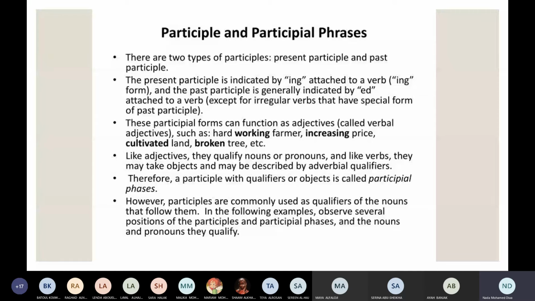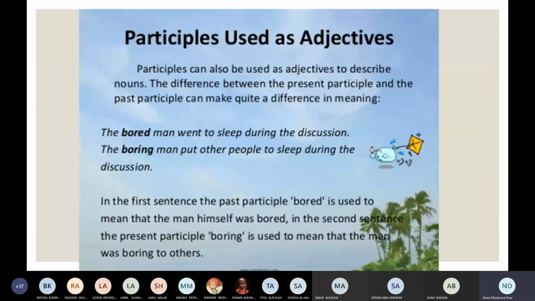So, however, participles are commonly used as qualifiers, as adjectives, over nouns that follow them. The noun it modifies follows them. Broken heart, God forbid. Okay, in the following examples, observe several. I will show you more.